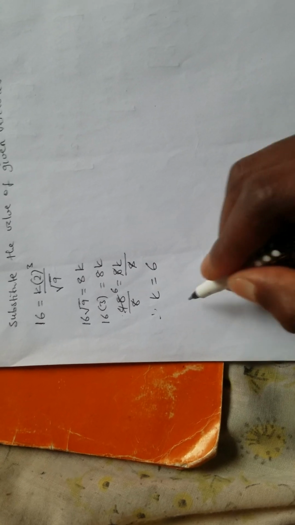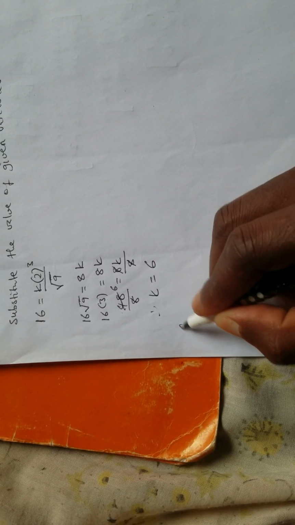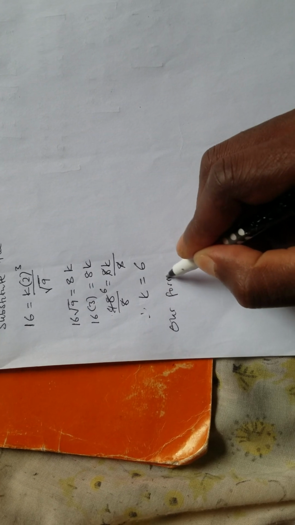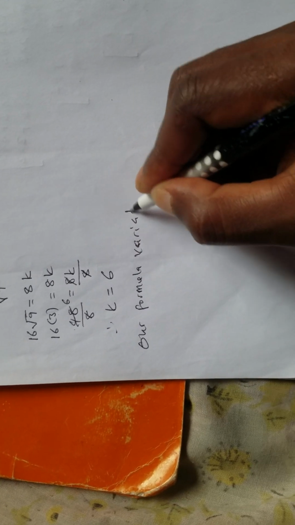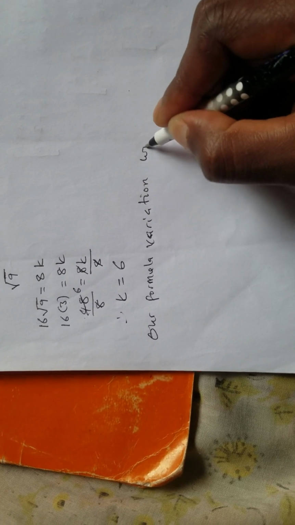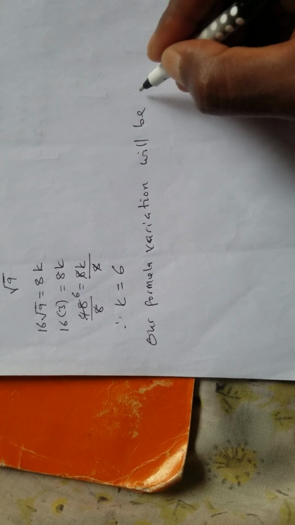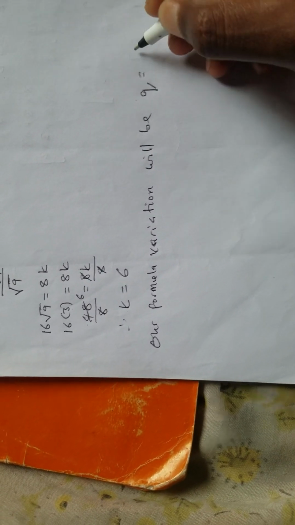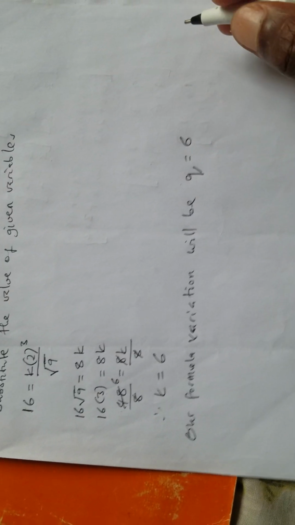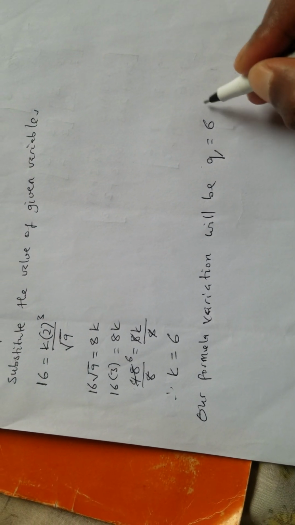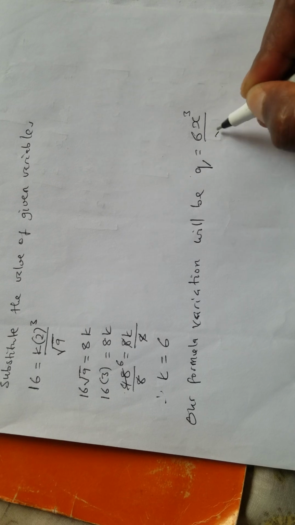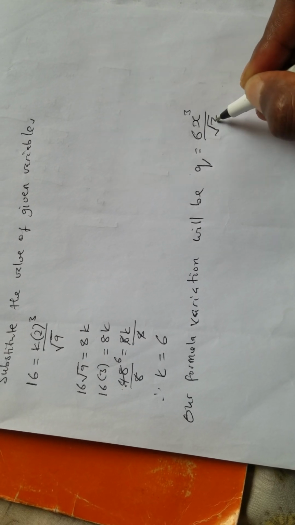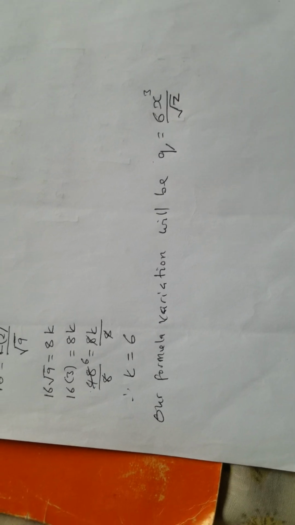That means now our formula variation will be q is equal to 6 cube of x over square root of z. Now that will be our formula variation.